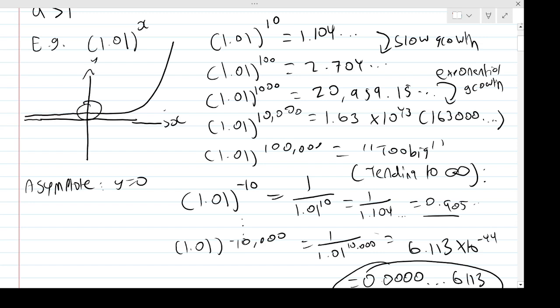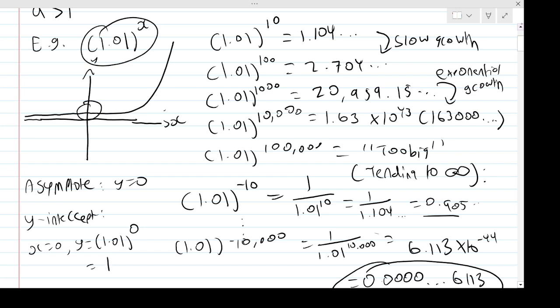Well, because it intersects the y-axis, that's the y-intercept. Remember, that's when x equals 0. So if I plug x is 0 into 1.01 to the power of x, that'd be 1.01 to the power of 0. Anything to the power of 0 is 1. Okay? And so that would be 1 there. Okay? Cool.